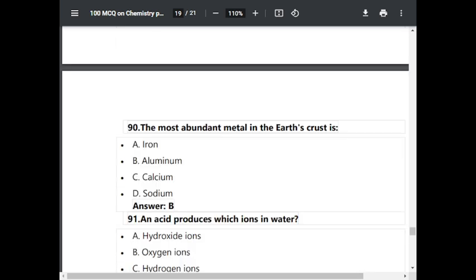The most abundant metal in the earth crust is: option A iron, option B aluminium, option C calcium, option D sodium. The correct answer is B aluminium. Aluminium is the most abundant metal in the earth crust.